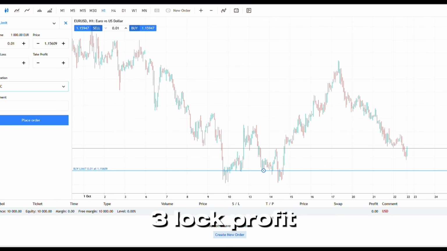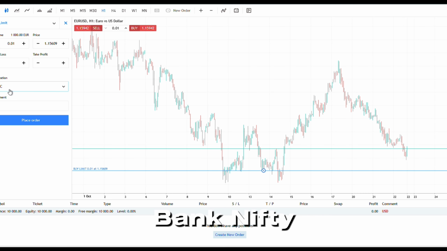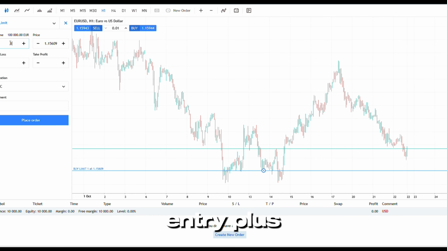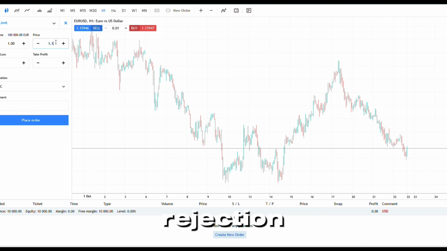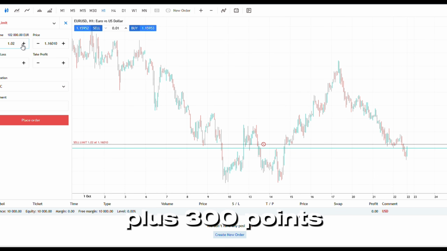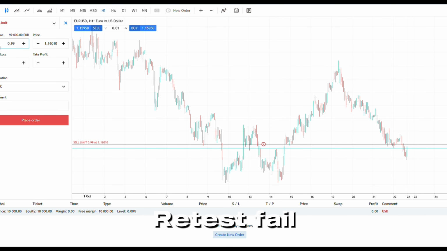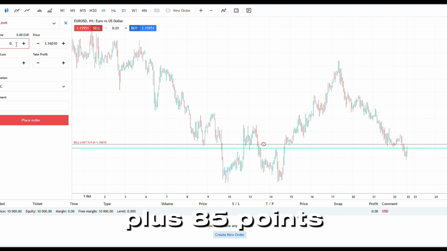That's RS3 lock profit on a RS1 lock account. Real examples. October 14th Bank Nifty Spring Trap at 56,454 support, long entry plus 179 points. July 15th, rejection stack at 56,849, short for plus 300 points. October 3rd, Nifty break, retest, fail at 25,145, short for plus 85 points.